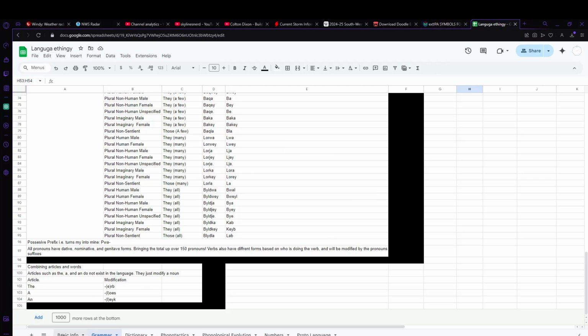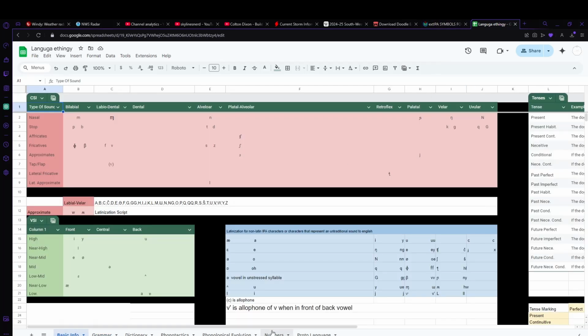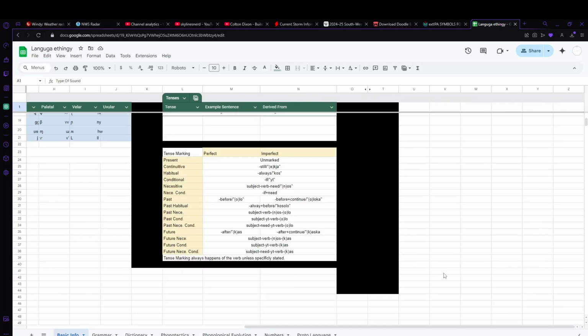I don't know. Okay, back to the basic info tab for a second. For the last thing, we have tense marking. Tense marking is, well, you have to mark tenses. So, well, here it is. So on the left is the perfect tense, and on the right, imperfect. If they're combined, that means there's no perfect and imperfect tense binding. So the present tense is unmarked. Well, obviously. So a dog runs is just a dog run. Well, the dog runs is just the dog runs.